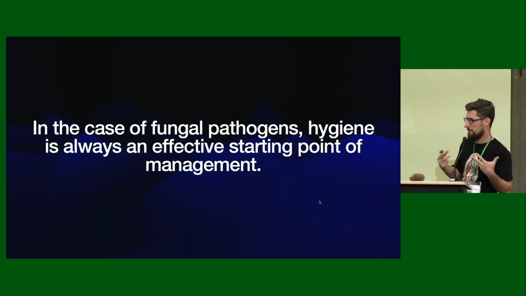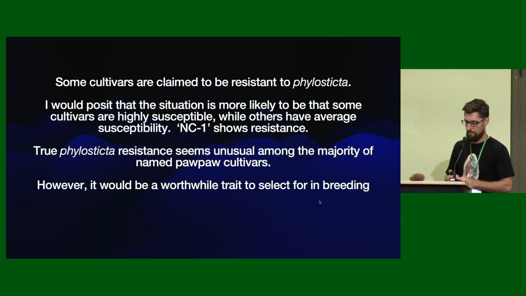So the idea is to get rid of the sources of inoculum as fast as you can. Hygiene is always an effective starting point of management in the case of fungus and diseases. Some cultivars are claimed to be resistant to Phyllosticta. I would posit that the situation is more likely to be that some cultivars are highly susceptible while others have average susceptibility. In my orchard, I've seen varieties that are supposedly resistant show symptoms of the disease after time. So true Phyllosticta resistance seems to be unusual. NC1 does seem to show some resistance, and it would be a worthwhile trait to select for in breeding.